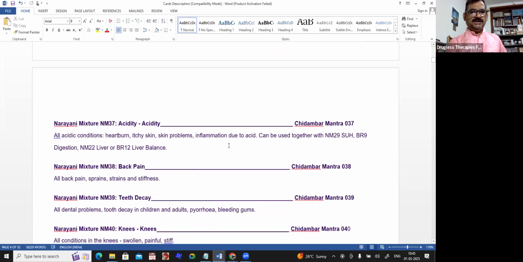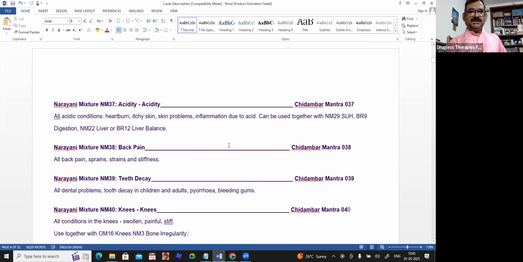We are very sure. Acidity. Okay, so acidity, what are all the friends of this acidity mixture? Sufi, BR digestion, liver balance, this all can be given along with it, but this is for all acid condition. So acidity 37 is used for acidic condition. Along with that you can add NM29 because acidity creates ulcers. So BR9 digestion balance, it's also all sort of organ remedies and homeopathic remedies they have added. So you can add along with that.